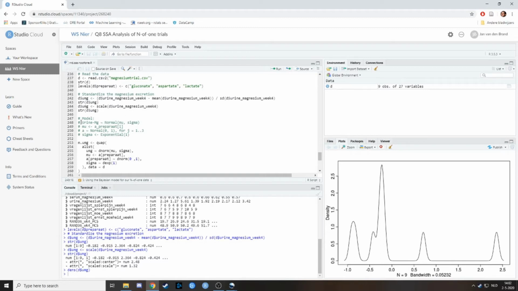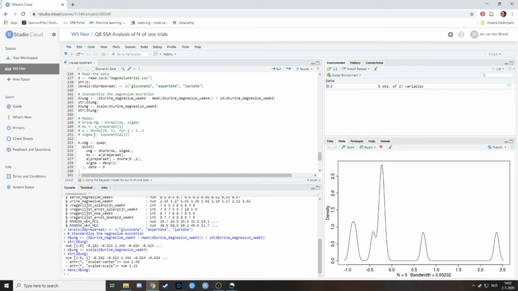So here's our model where we want to determine the urine magnesium excretion, and we say that this excretion has some value for its mean called mu, and some value for its standard deviation called sigma. For the mean, we have a separate mean for every preparation. Every preparation might be magnesium gluconate, magnesium aspartate, or magnesium lactate. We assume that the mean excretion after being treated with all of these preparations is similarly distributed. So we've rescaled it to a standard normal distribution with a mean of 0 and a standard deviation of 1.